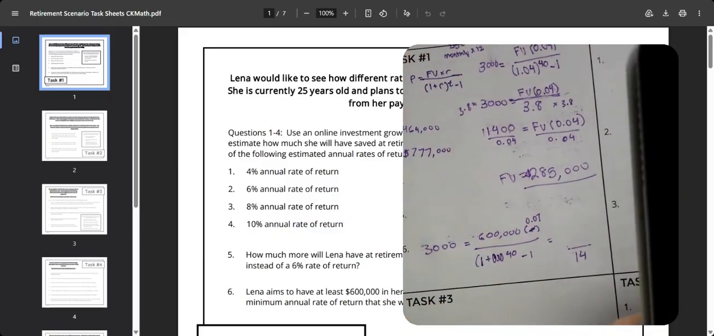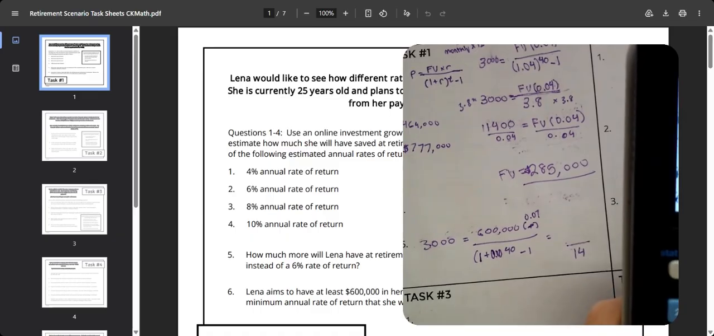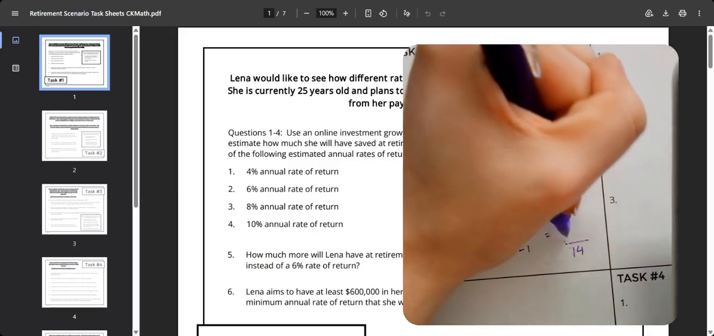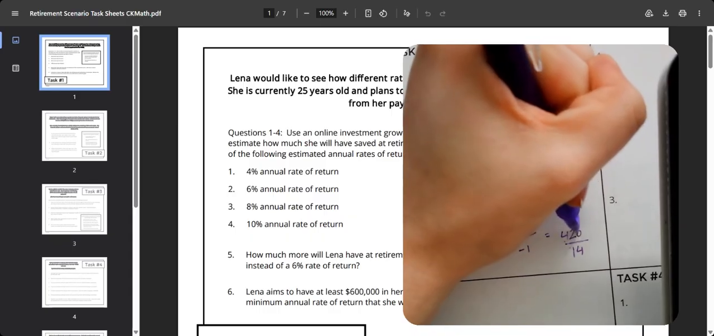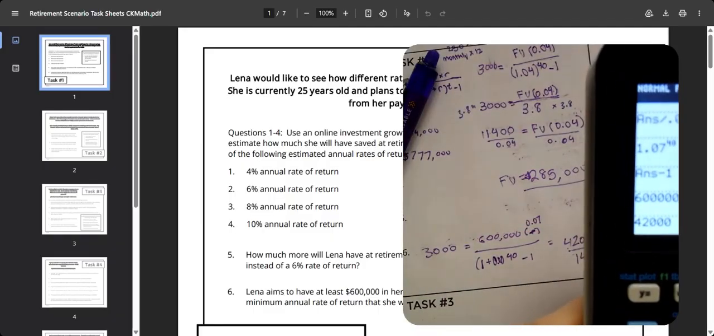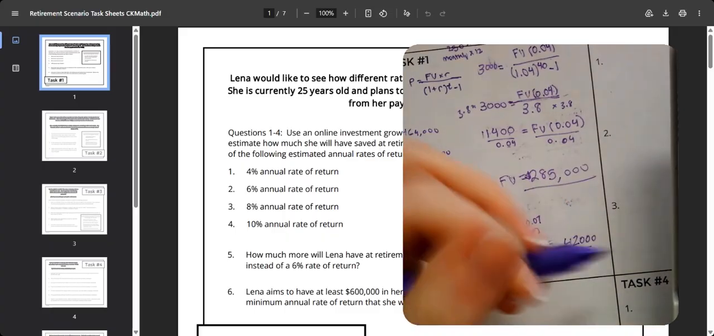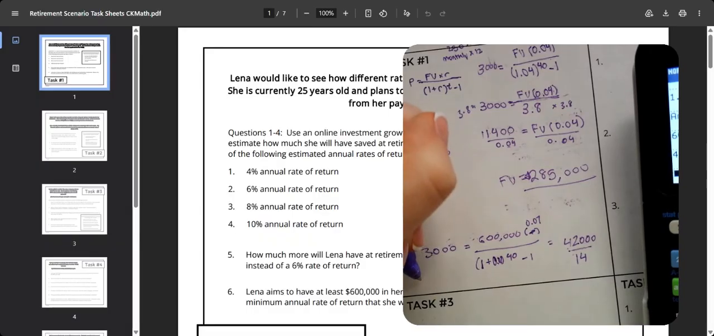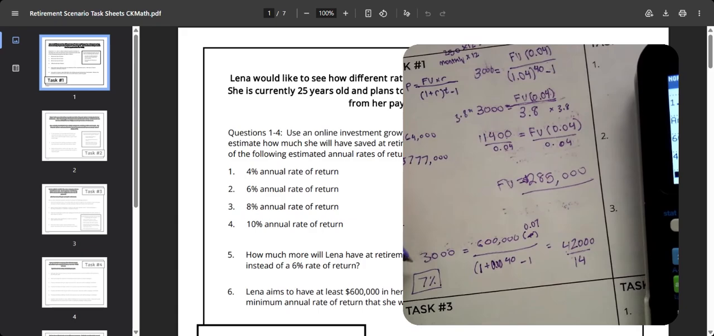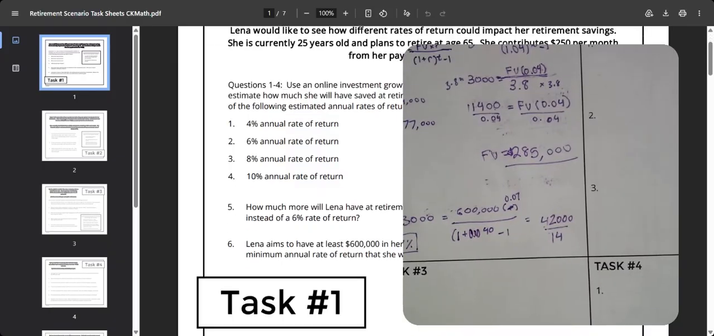And then on the top, it's going to be 600,000 times R, which is 0.07, we're guessing. And that gives you 42,000. All right, let's see if that divided by 14 gets us 3,000. Okay, so we checked our answer and that was perfect. So a 7% annual rate of return would get us that. Does that make sense?